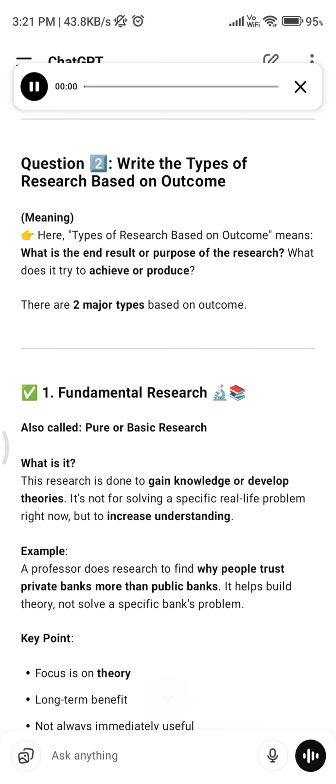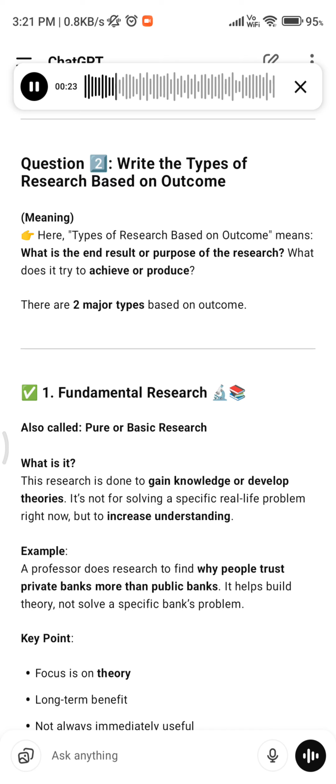Perfect. Let's move to the next one. You're doing great. Question 2: Write the types of research based on outcome. Meaning: here, types of research based on outcome means, what is the end result or purpose of the research? What does it try to achieve or produce? There are 2 major types based on outcome.